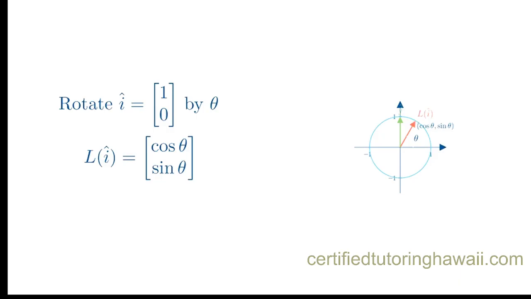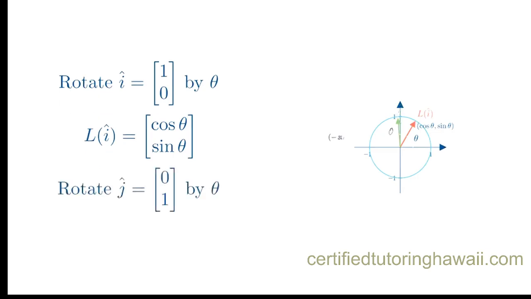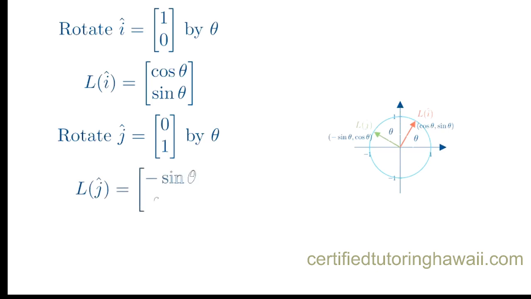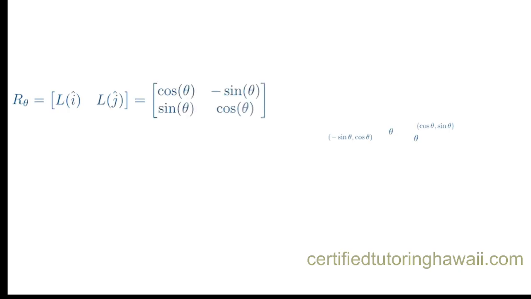This is just the definition of sine and cosine on the unit circle. Now, let's rotate j hat, which is (0, 1). Rotating it counterclockwise by theta moves it to the point with coordinates (-sin theta, cos theta). Now, we assemble our matrix using these two transformed vectors as columns. Placing (cos theta, sin theta) as the first column and (-sin theta, cos theta) as the second column gives us our rotation matrix, R theta.